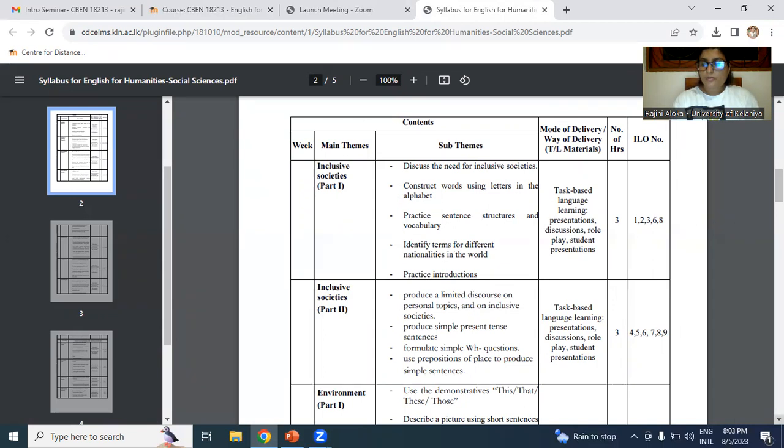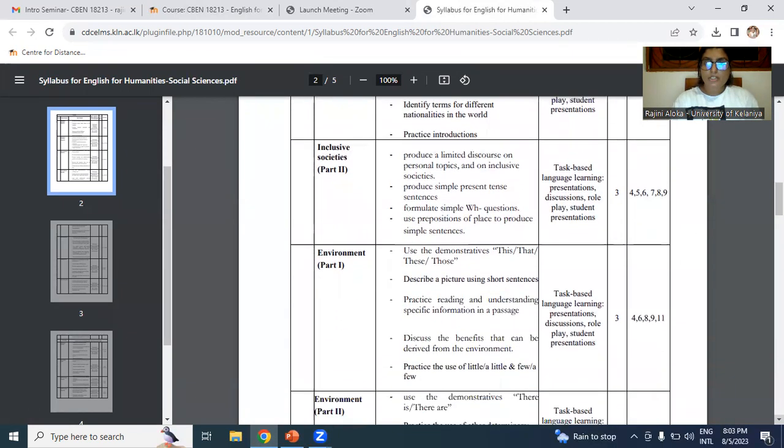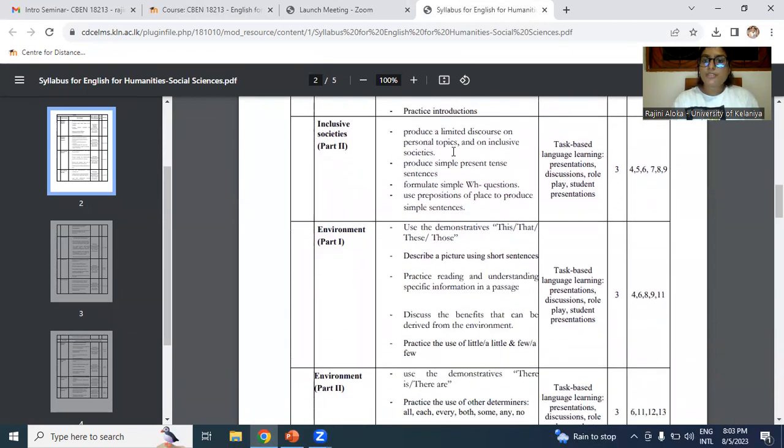Okay, so moving on to inclusive society part 2, you have produced a limited discourse on personal topics and on inclusive society. Produce simple present tense sentences, so each lesson will cover some grammar points. Okay, so here it covers simple present tense. Formulate simple WH questions. Use prepositions of place to produce simple sentences.